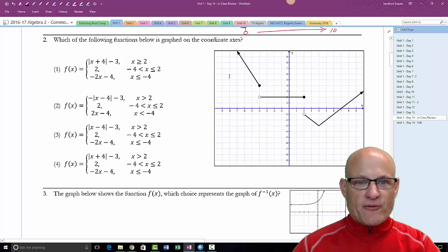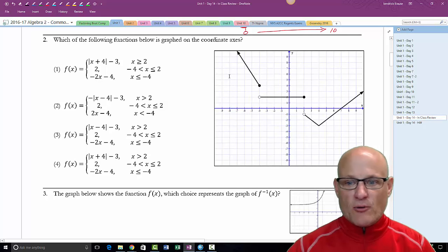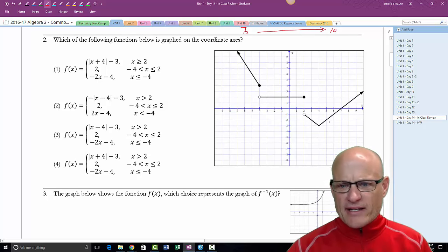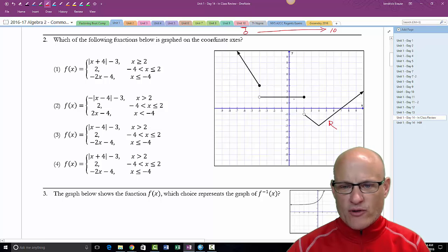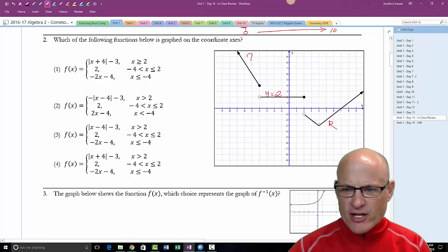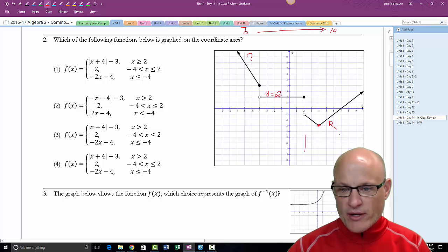Which of the following functions is graphed below? Well, quite frankly, this absolute value, this one right here is probably the easiest one to take care of. Or this one. This is just 2. I don't know what this one is. But this is just the line y equals 2 or f of x equals 2. Not sure what this one is. But I know what the vertex is. The vertex is over here. It's going up. And it's going up by 1.